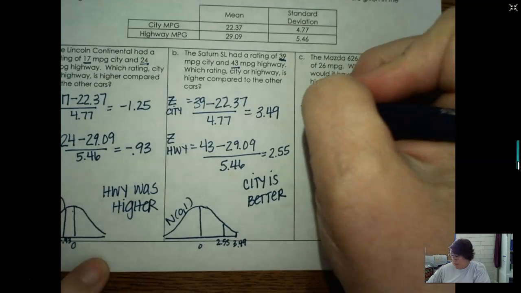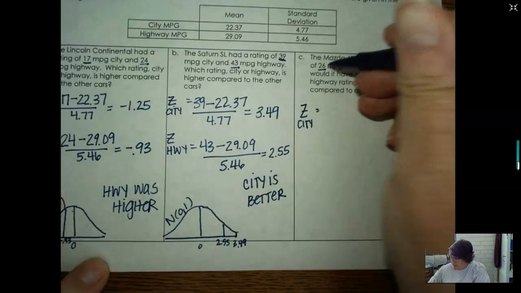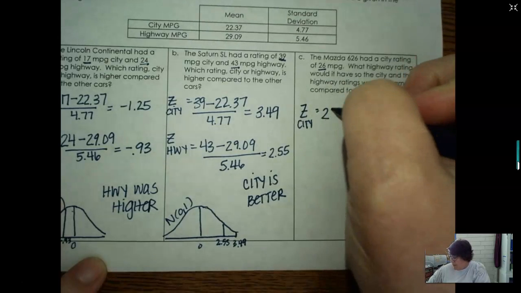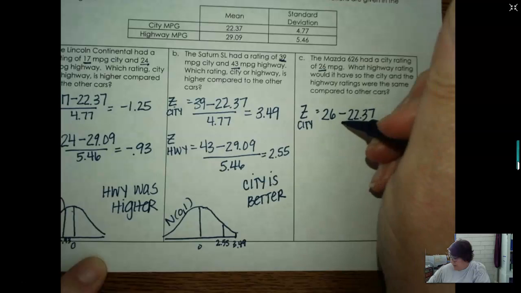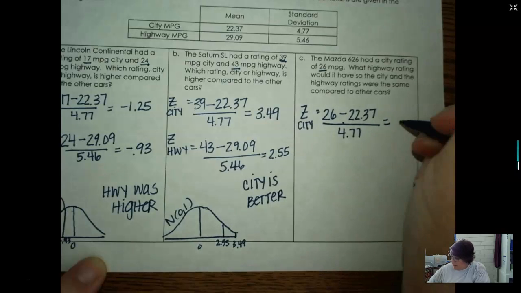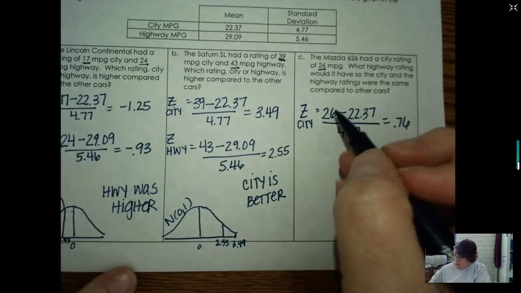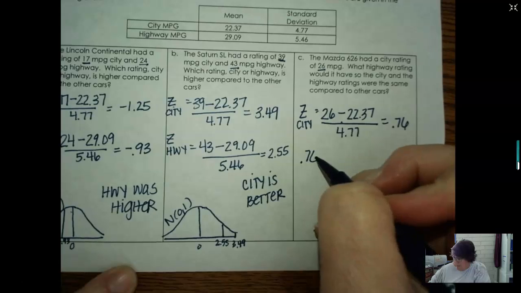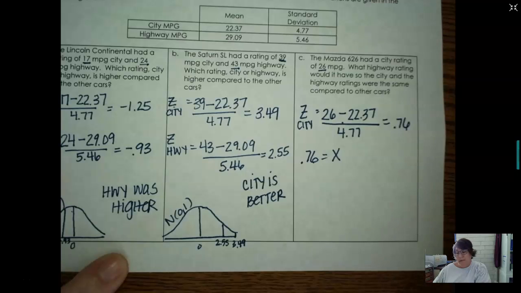Let's get our Z-score for our city. Our score of interest was 26 miles per gallon. So we have 26 minus the mean for city, which is 22.37, divided by the standard deviation for city. When I calculated that out, I got 0.76. So I want to know what highway gas mileage they have to have to get 0.76 standard deviations. I'm just going to say I want my answer to be 0.76. I am looking for some score to make that happen.